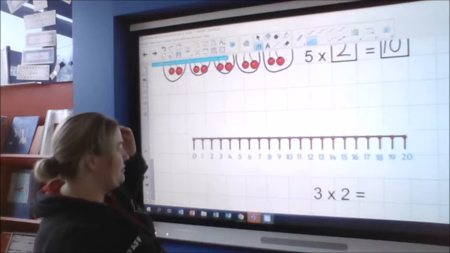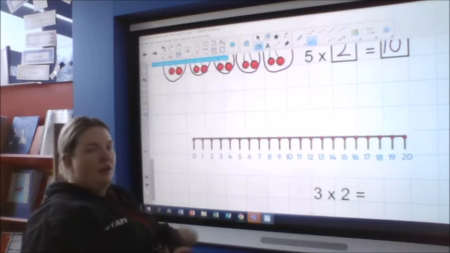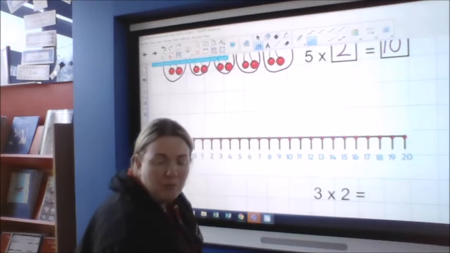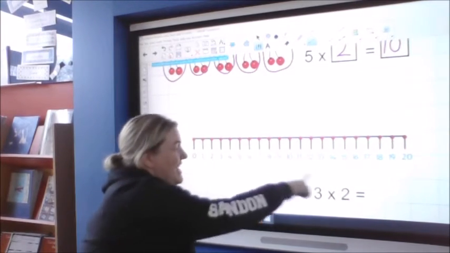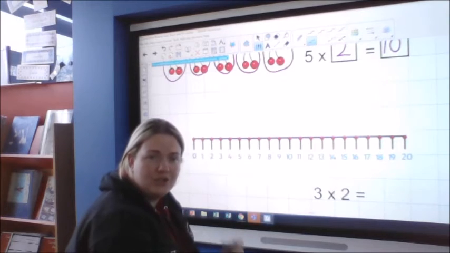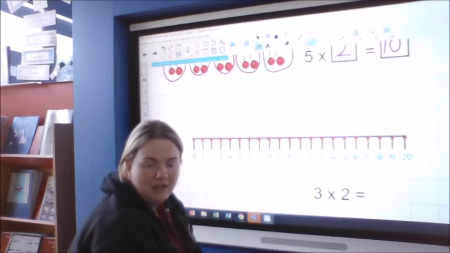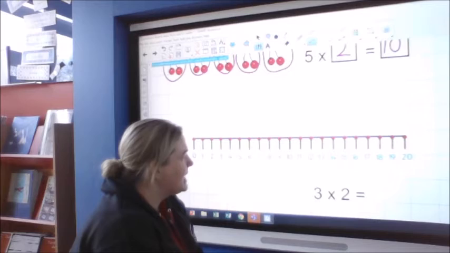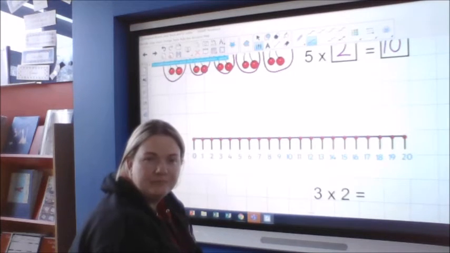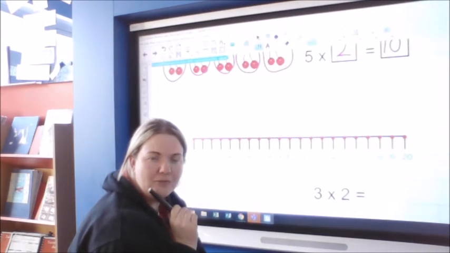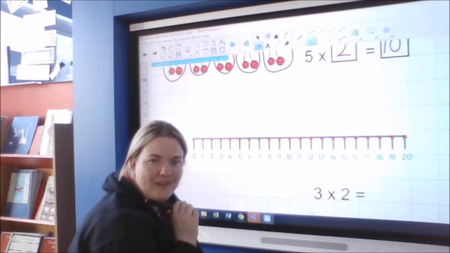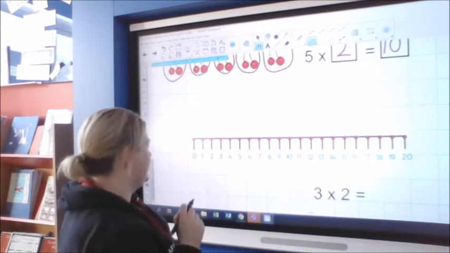All right, we've got our number line here. 3 times 2. And what I want you to do here is show on the number line the answer, okay? And you can just do that by circling. So 3 times 2. How can we work this one out? Have a think. Get your whiteboards out and your pens. 3 times 2.